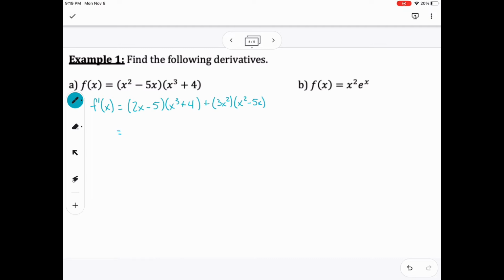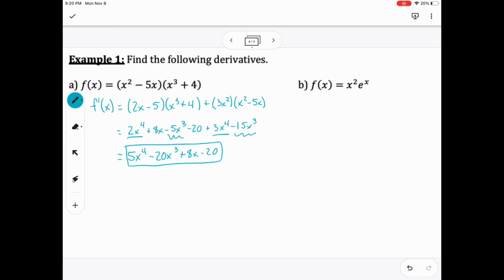And so that's the notation that I use there. So then from there, now I want to simplify, so I'll have to multiply the first two parentheses out and then distribute the 3x squared to the second one, and then look for like terms. So in doing so, I get 5x to the fourth minus 20x cubed plus 8x minus 20. And that would be my answer.